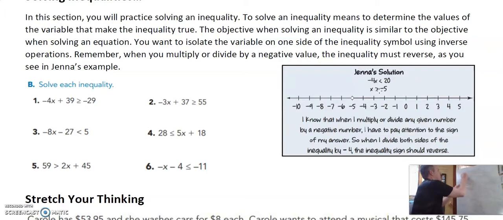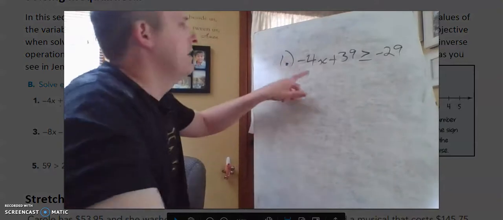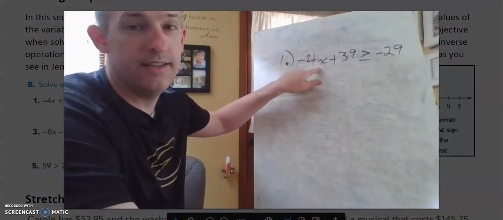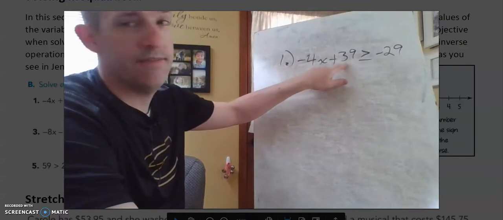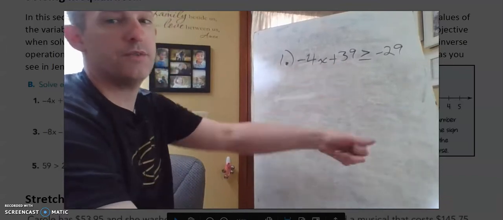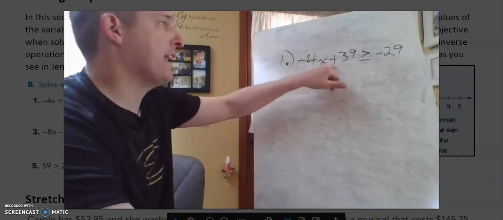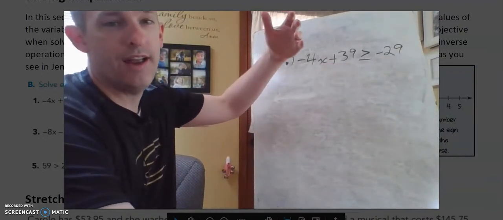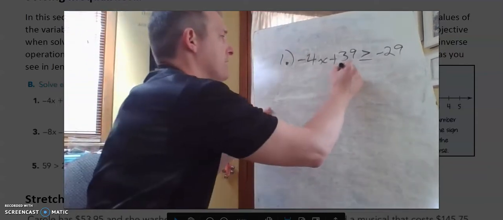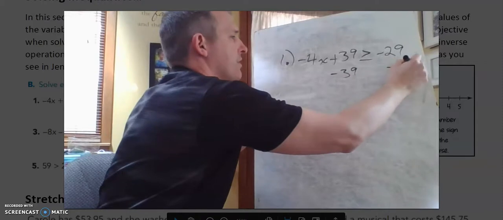All right, number 1. -4x plus 39 is greater than or equal to -29. Awesome. This is going to give us a chance to do a bunch of things that we have not done yet. So, let's take a look. What's happening to my variable? Well, it's being multiplied and then it's being added. The last thing that you said is the first thing you want to undo. The last thing I said was being added by 39. What's the opposite of adding 39? Well, it's subtracting 39. So we're going to subtract 39 from both sides.